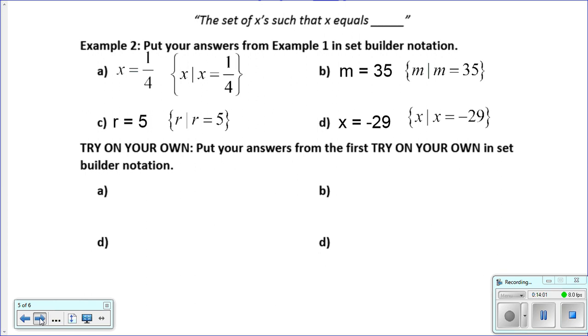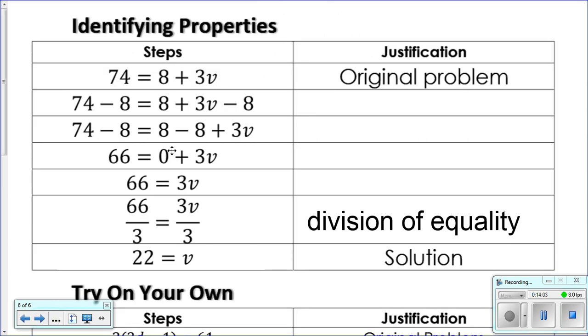Okay. Last thing, identifying properties. Sorry, again, it looks absolutely horrible, but I did most of the writing for you, so it's okay. So we're identifying properties. This is an actual SOL kind of question where they're going to give you all this work and ask, what happened here? Okay? This will also be on your second quiz. I know it's a question on your second quiz.